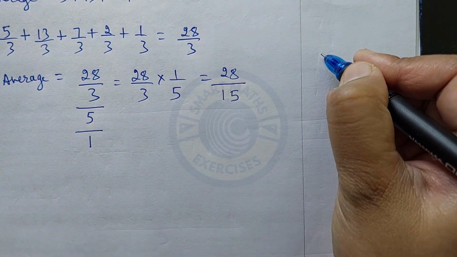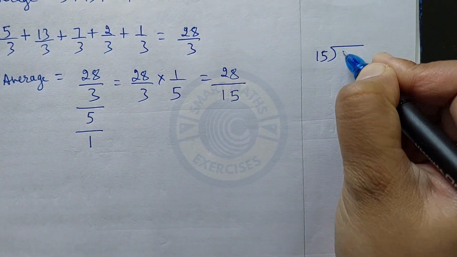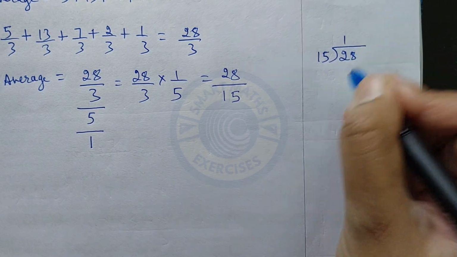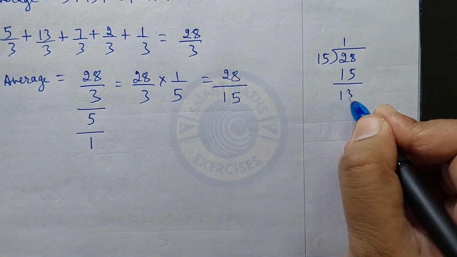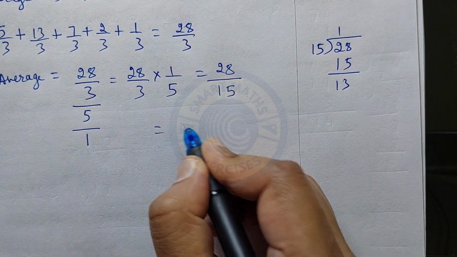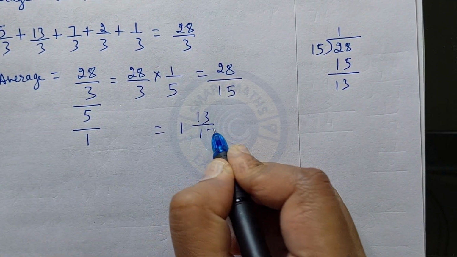So make it a mixed fraction. 15 outside, 28 inside. 15 1s are 15. 28 minus 15 is 13. So the answer is 1 13 by 15.